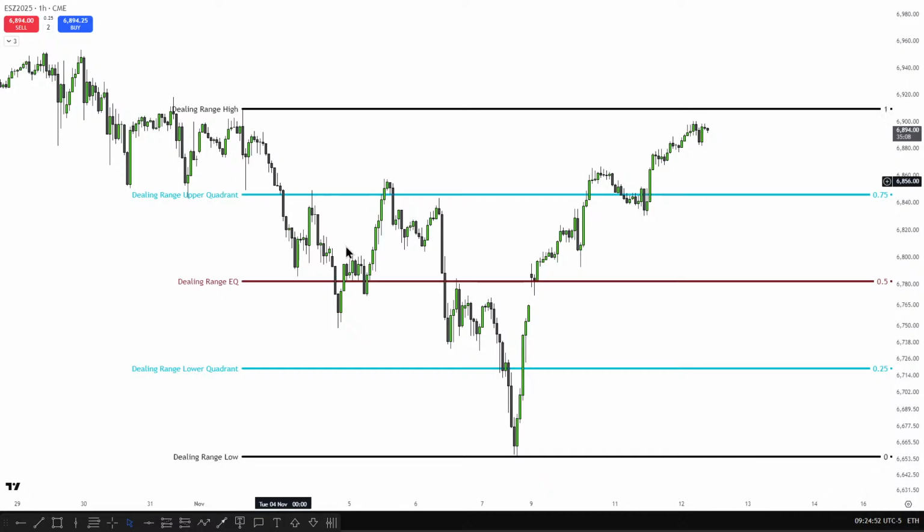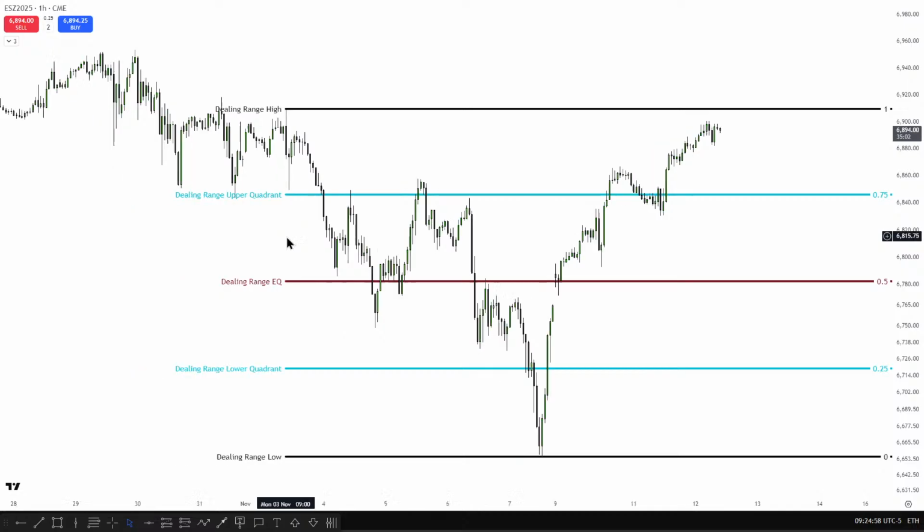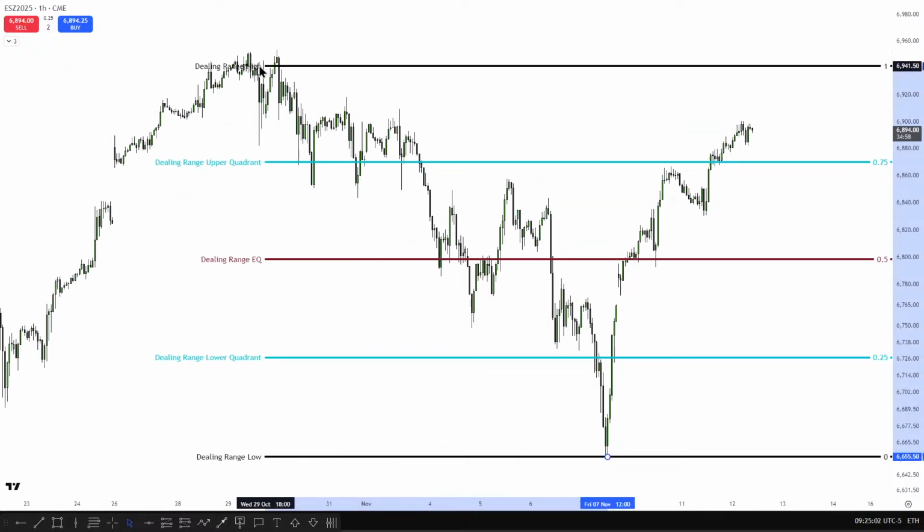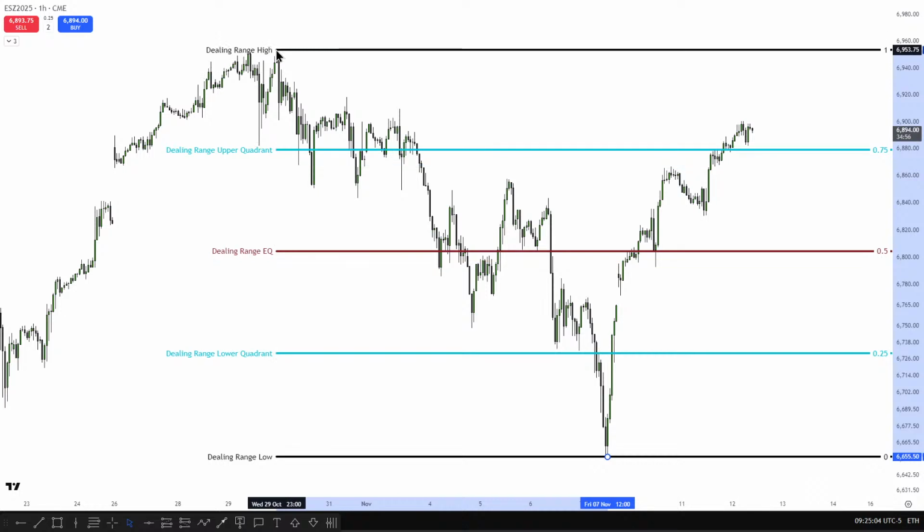This is the dealing range I'm looking at on ES. And the liquidity void very closely aligned with the equilibrium. And then if you're looking at it from the entire thing, here you go.